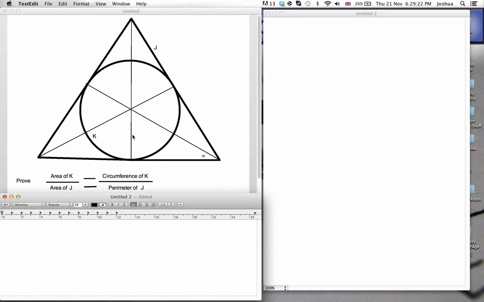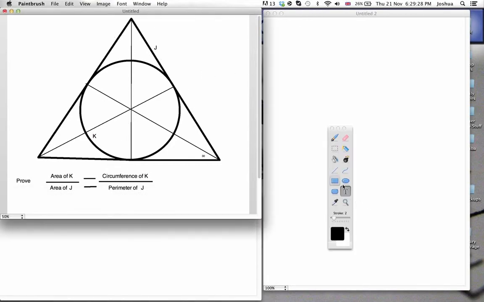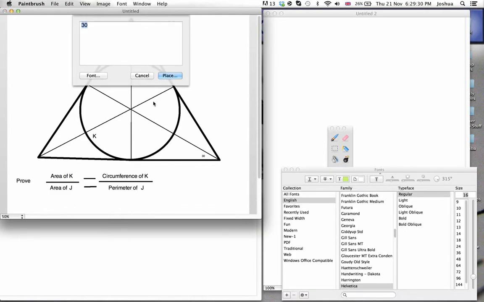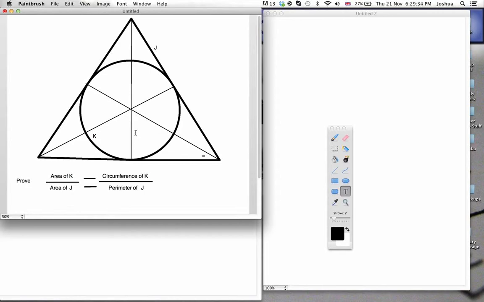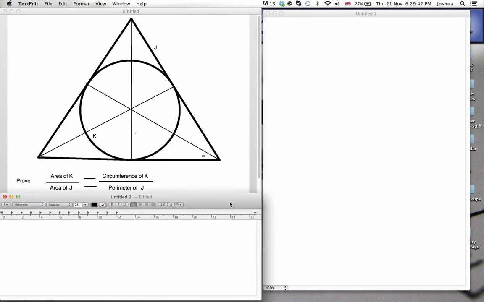And I'm gonna label each. You can see these are radii. I'm gonna label each radius R. Label that R. And you can see that this angle would be 60 because the equilateral triangle is bisected, so it's 30. Oh, that R is tiny. Oh well, that's okay.